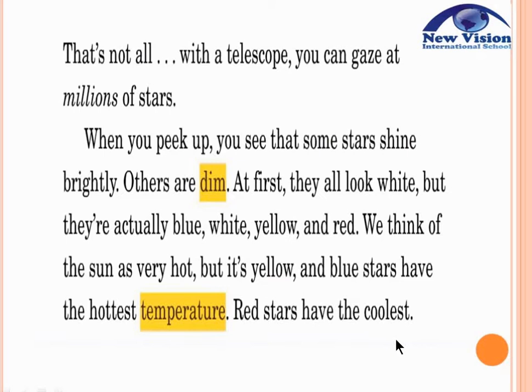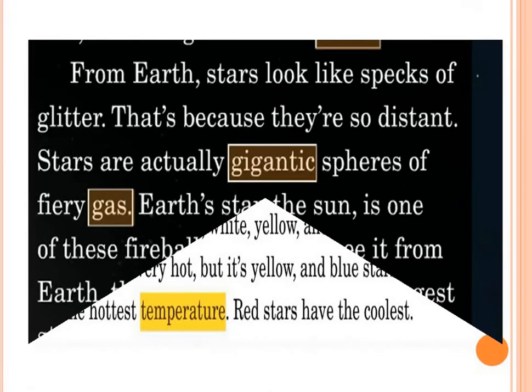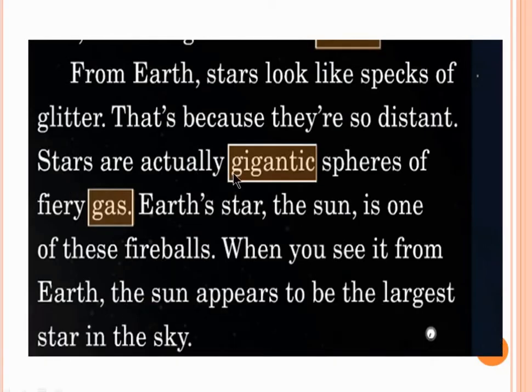What do you think is the color of the hottest stars? Do you think it's red? No, okay. The color of the hottest stars are actually blue, and the color of the coolest stars are the red stars. Stars are actually gigantic spheres of fiery gas, just like the sun. We consider the sun as a fireball. Why? Because it is really, really hot.